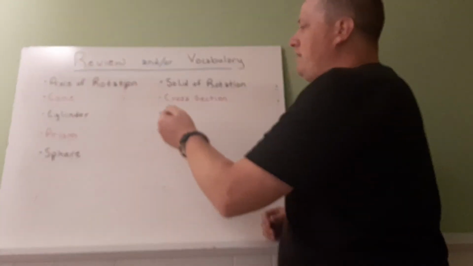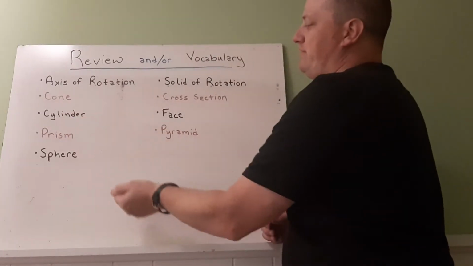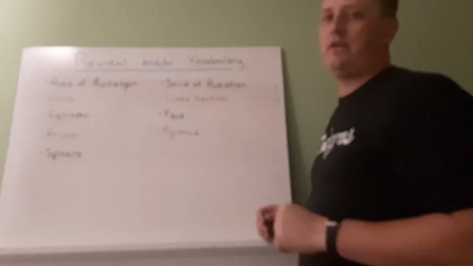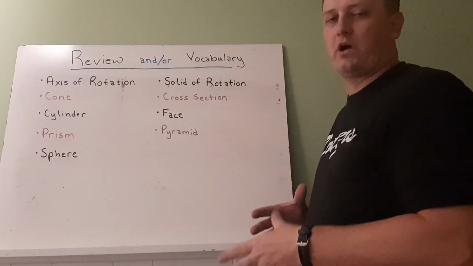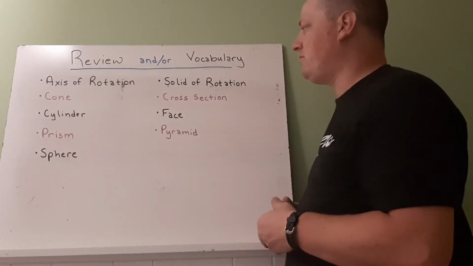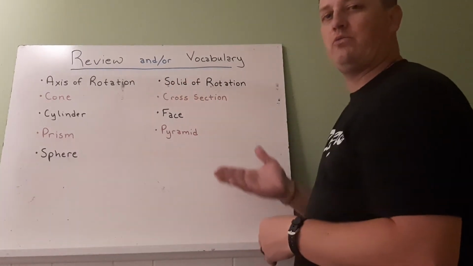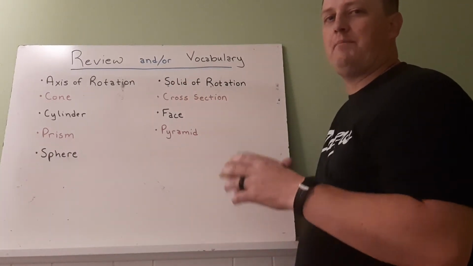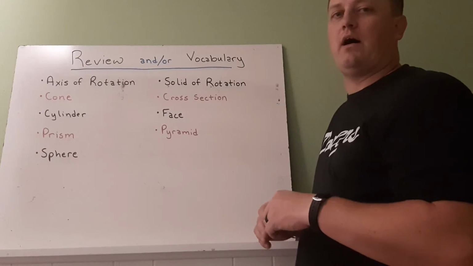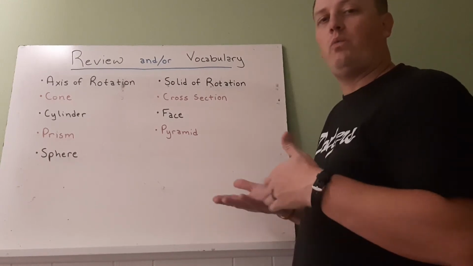A cone, a cylinder, a prism, a sphere, and a pyramid are all three-dimensional shapes that we're going to dive deeper into. A cross section is when you cut through a three-dimensional shape, and it's the two-dimensional shape that we see when we cut through them. And then face, any of the flat sides of the three-dimensional shape.